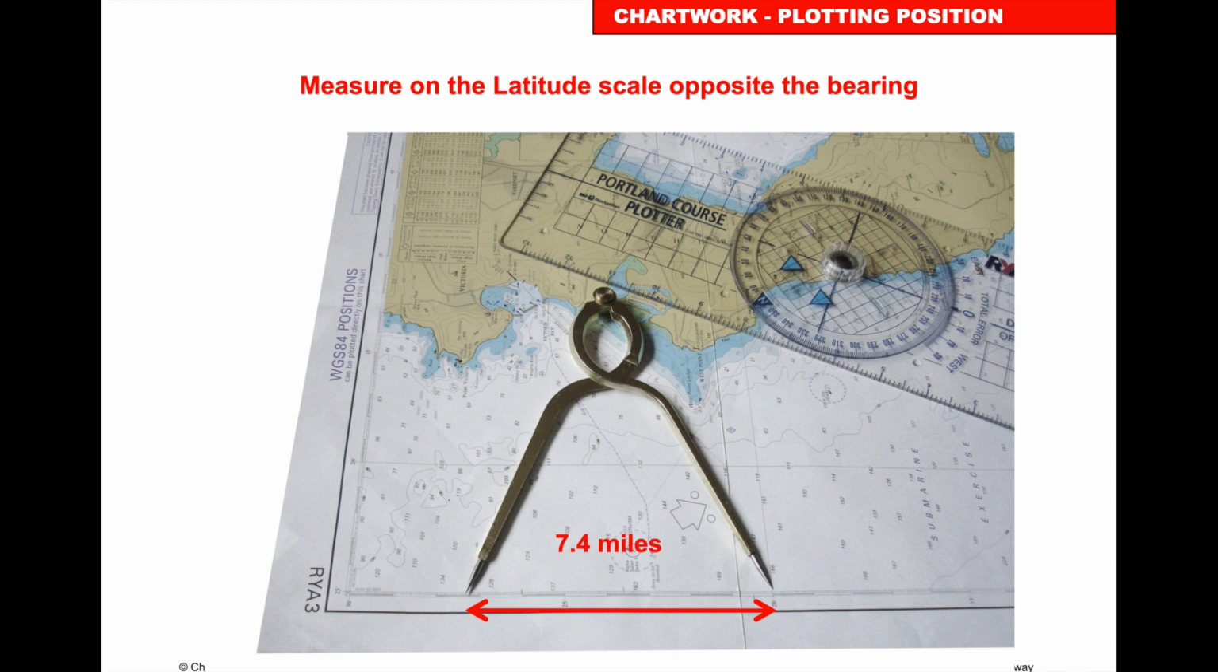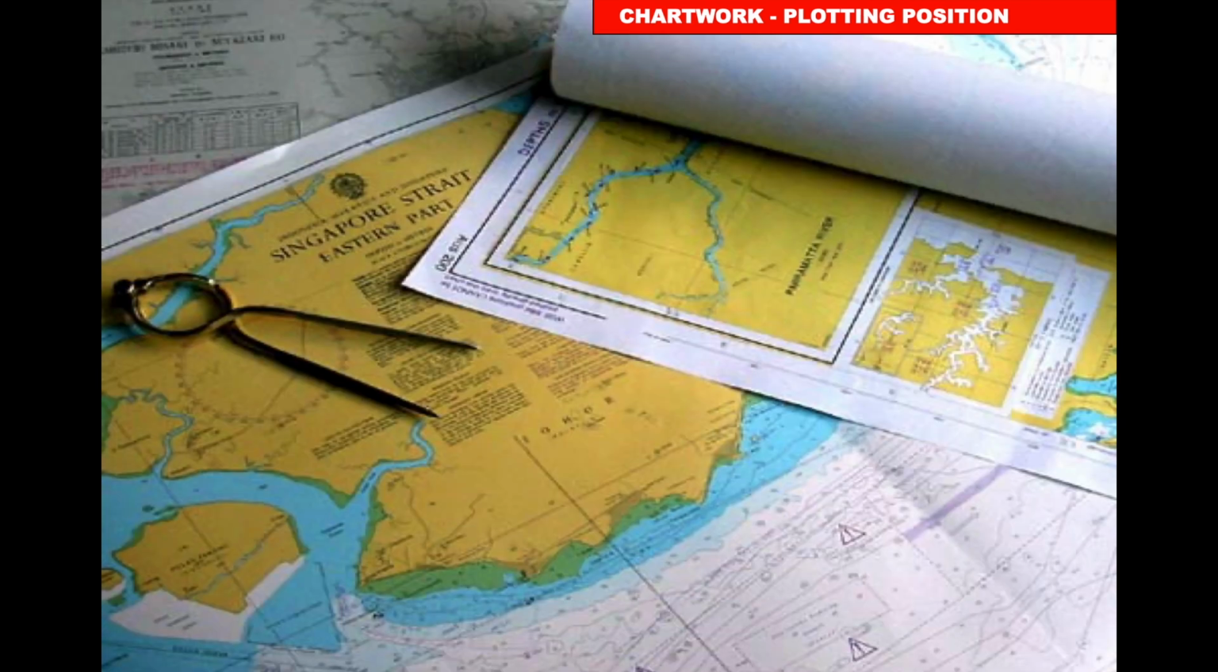And then put your dividers on the side of the chart and measure the distance. So here it's on 20, and you count 1, 2, 3, 4, 5, 6, 7, 0.2, 0.4, and it gives us 7.4 miles. So that is bearing and distance. Keep going backwards and forwards and having a look at it.